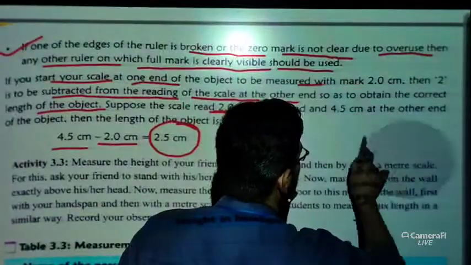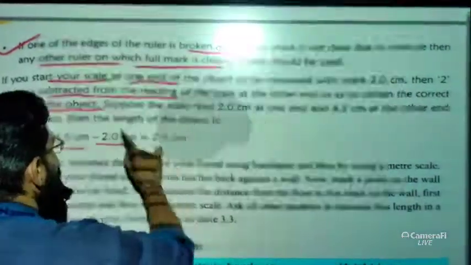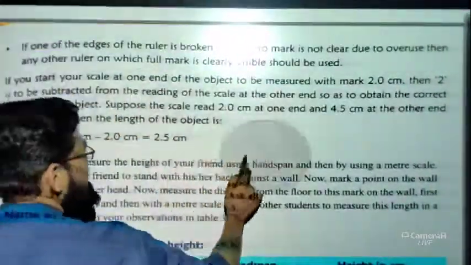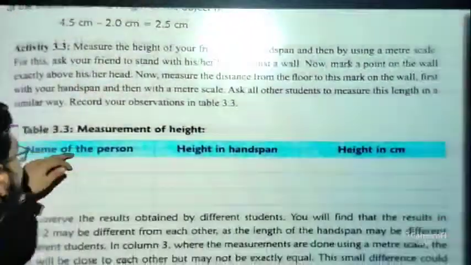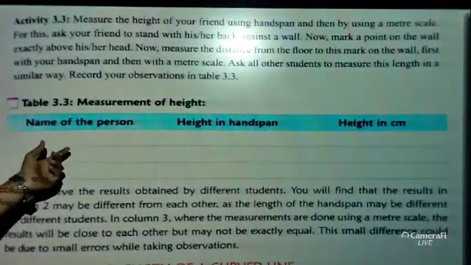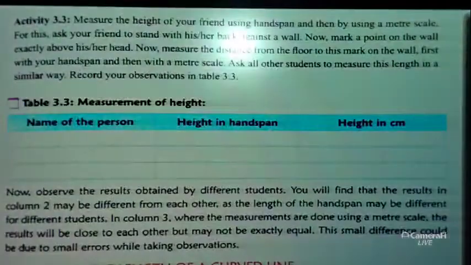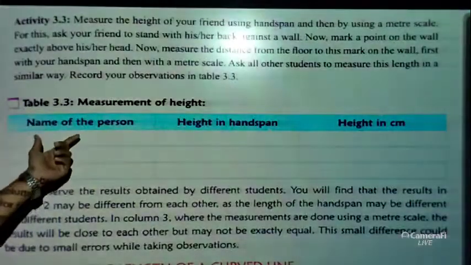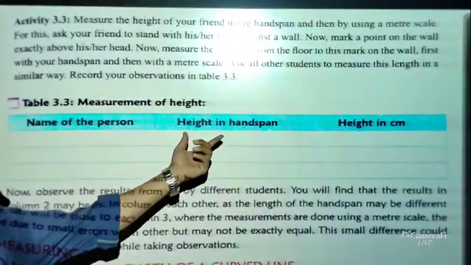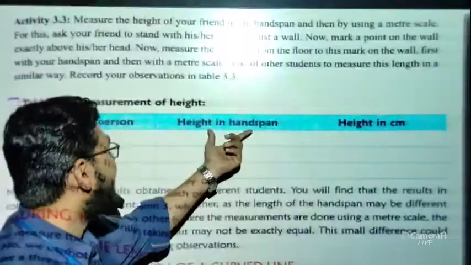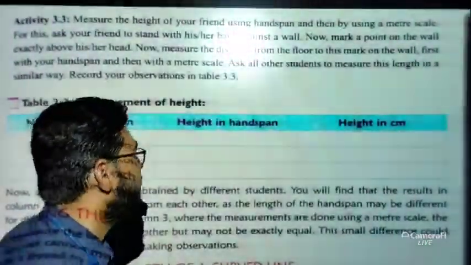So if it is clear, then let us discuss an activity. Just have a look at what this activity tells. What you have to do? Measurement of height. Measurement of height means you have to write the name of the person. You have to take the height in hand span and height in centimeter.